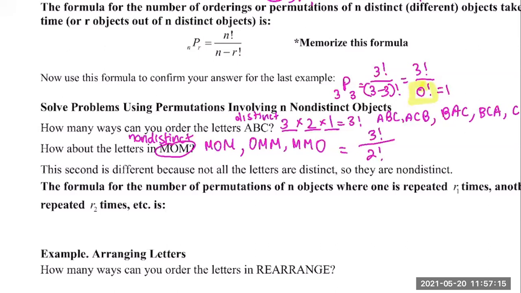This can happen in longer words where there's more than one repeated letter, and we just continually divide by the number of times that letter is being repeated. So in this case, we have 3 times 2 times 1 on top, which is 6, and 2 times 1 on the bottom. Do we get to the same conclusion? Yes, there are 3 possible choices.